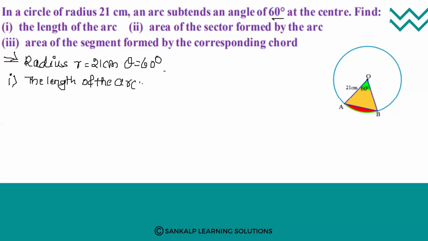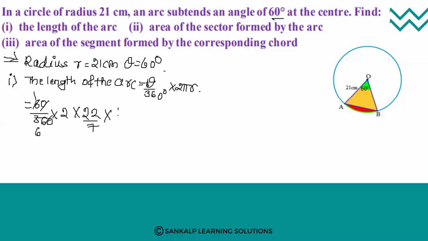The length of the arc is theta divided by 360. So this is the length of the arc AB, right? So theta divided by 360 degree into 2 pi r, right? So theta value is 60 degree divided by 360. 0, 0 will get cancelled. 6 ones are 6, 6 sixes are 36, into 2 pi, value is 22 divided by 7, into r value is 21, right? So 7 threes are 21.